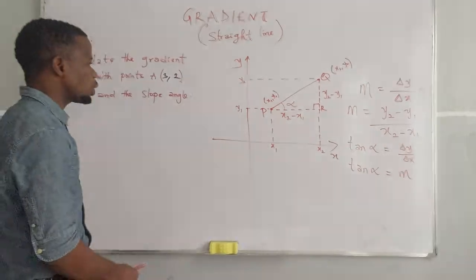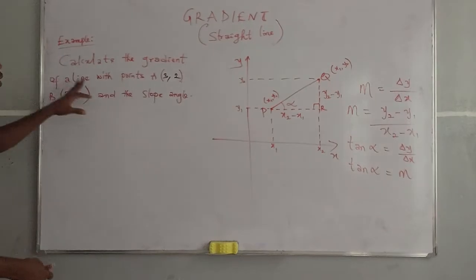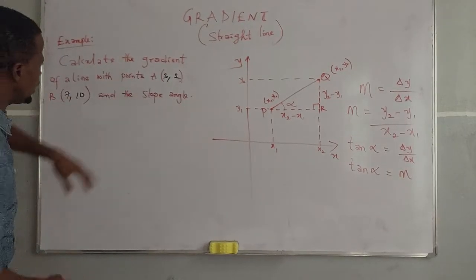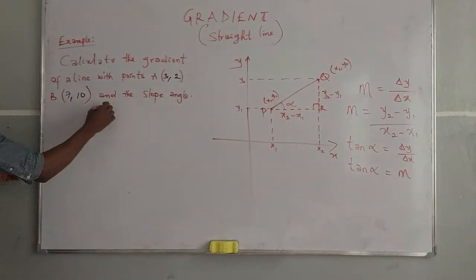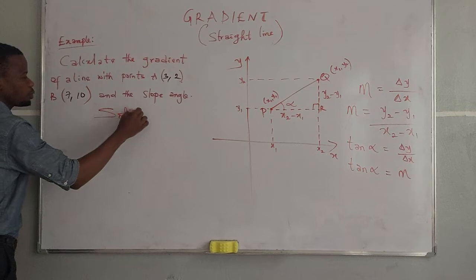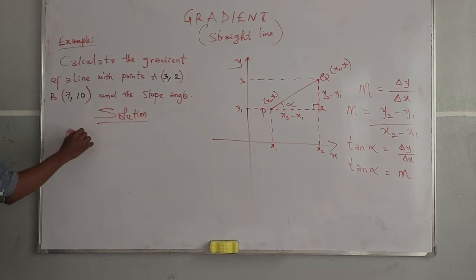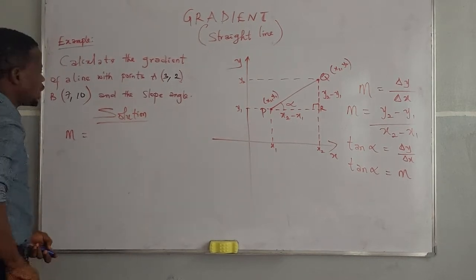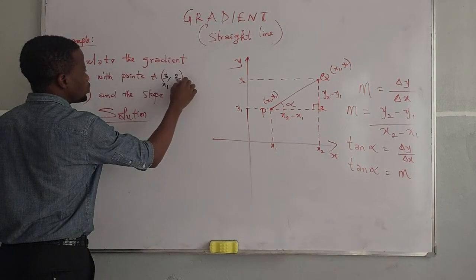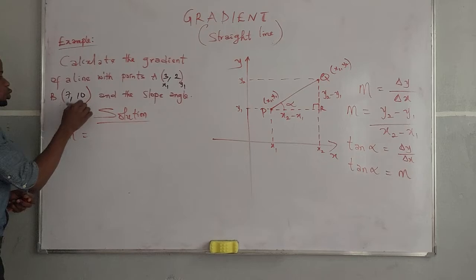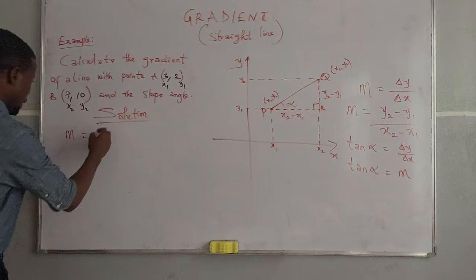Okay? Good. So let's quickly solve a question here. We are to calculate the gradient of a line with points A(3, 2) and B(7, 10), and the slope angle. We are looking for two things. So let us solve. Our gradient is always equal to y2 minus y1 over x2 minus x1. Here, we call this one x1, this one y1, this one x2, and this one y2, right? So we can input our values now.